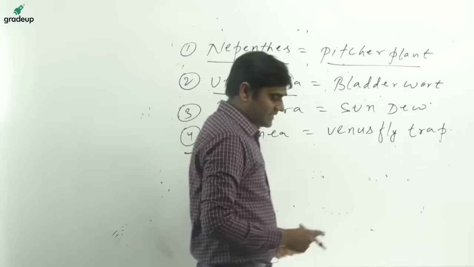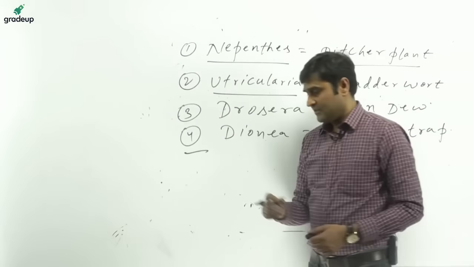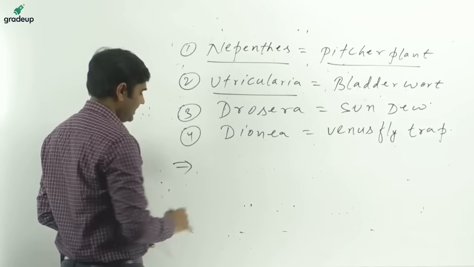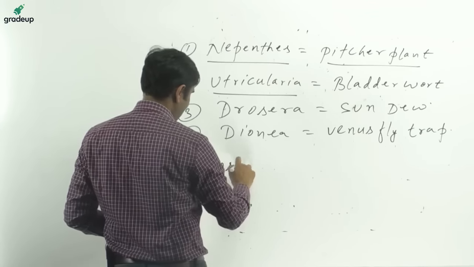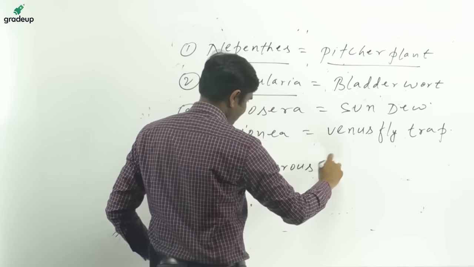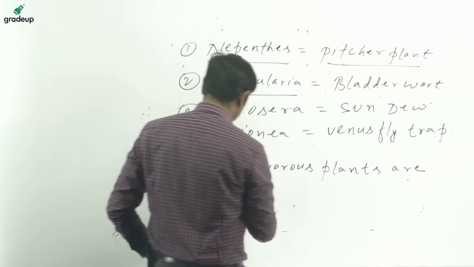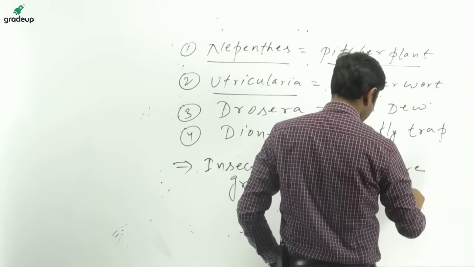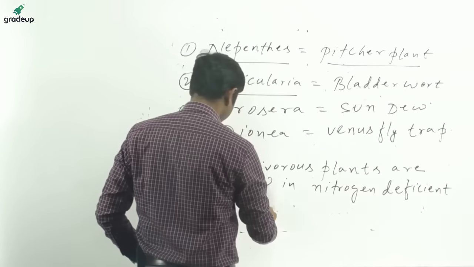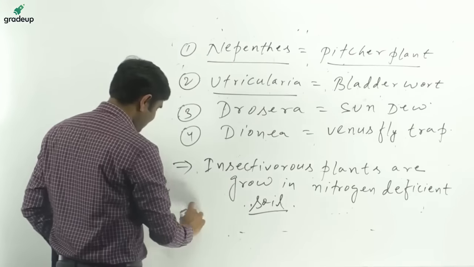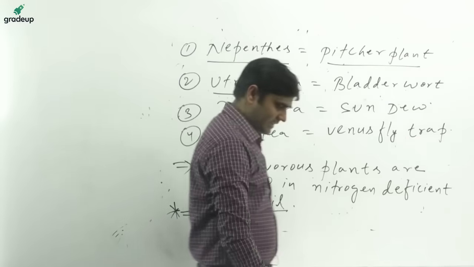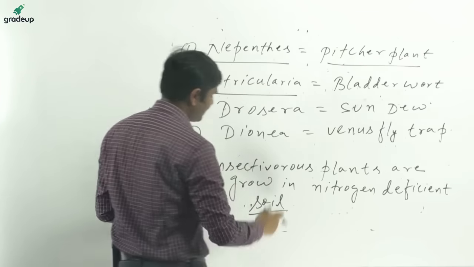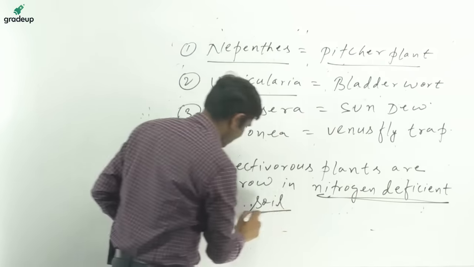Yes, these plants grow in nitrogen deficient soil. We know that nitrogen is necessary for plants. So these insectivorous plants grow in nitrogen deficient soil. To fulfill their nitrogen deficiency, they eat insects. A question can be asked from here: insectivorous plants grow in nitrogen deficient soil.